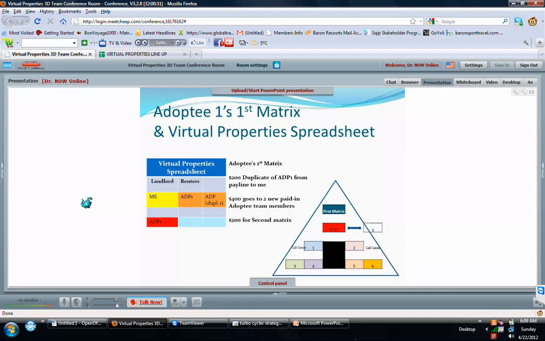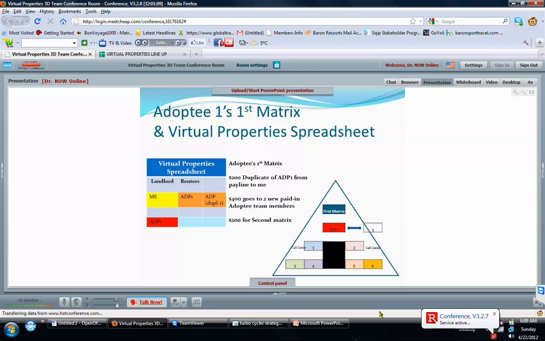So here on the left hand side you can see the virtual property spreadsheet. The landlord, which is me in yellow, and next to it you have 2 adoptees, number 1 and a duplicate number 1. How did those get there? Well, out of the first matrix, which is here on the right hand side, you see there are 4 positions on the bottom. That's $800 profit coming to the adoptee number 1, which is yours, the one that you have adopted, and you have marked as paid and paid the $39.95 to activate that account.